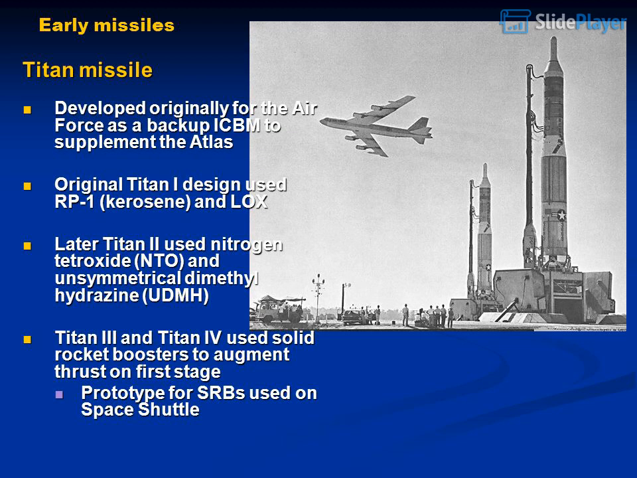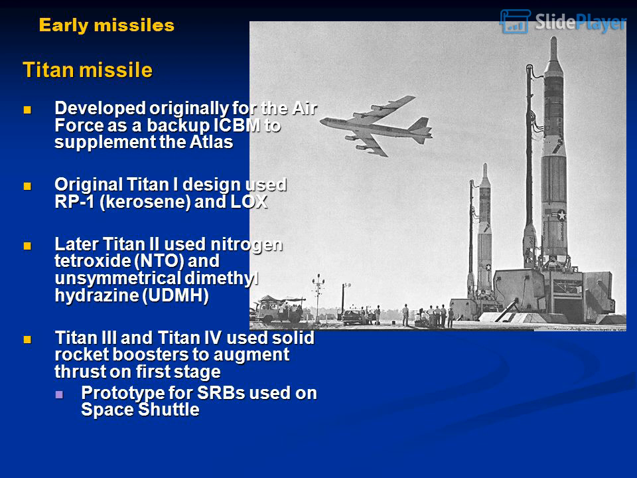Early missiles: Titan missile. Developed originally for the Air Force as a backup ICBM to supplement the Atlas. The original Titan I design used RP-1, kerosene, and LOX. Later Titan II used nitrogen tetroxide, NTO, and unsymmetrical dimethylhydrazine, UDMH.